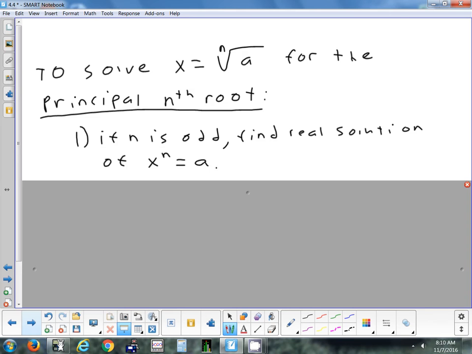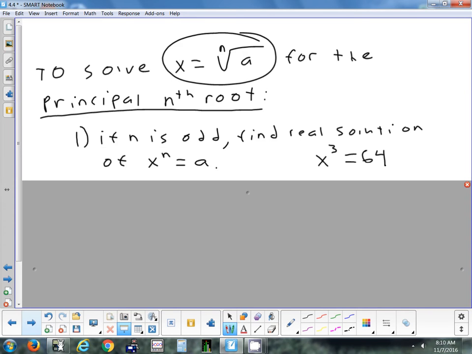Okay, if your index is odd, you're going to find the real solution basically to this equation, x to the n equals a. Okay, let me show you an example. Let's say we had something like x cubed equals 64. If I asked you to solve something like this, it's going to turn into that when you solve it.